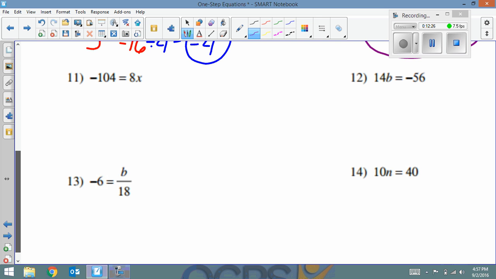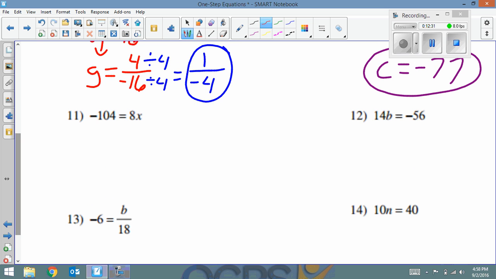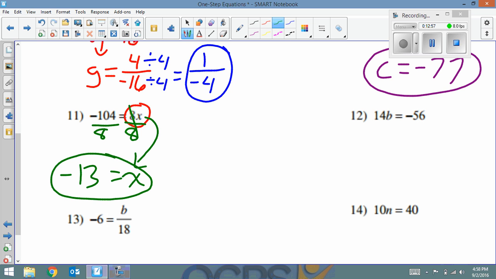Okay, we're going to keep going. Got a couple more to go over. Alright, so again, find that letter, circle everything that's attached to it. Currently, that number and letter are side by side, which means they're being multiplied. So the opposite of multiplication is division. So I'm going to divide both sides by 8. Divide by 8. Okay, that x gets brought down. The equal sign comes down. And then we do -104 divided by 8, which gives me an answer of -13.